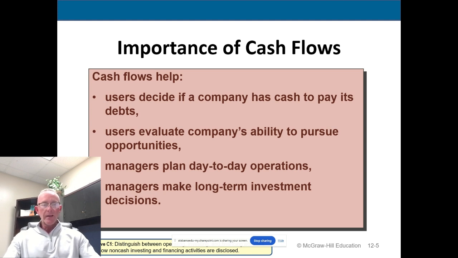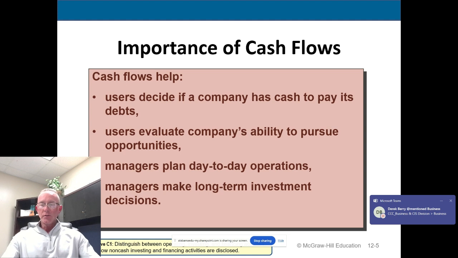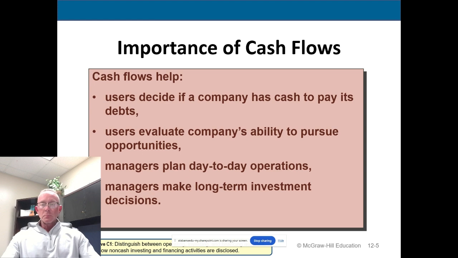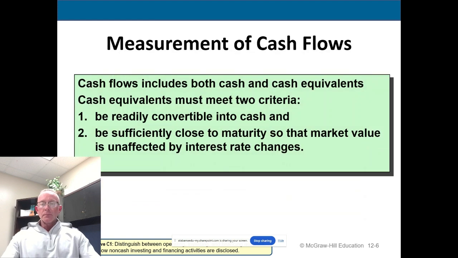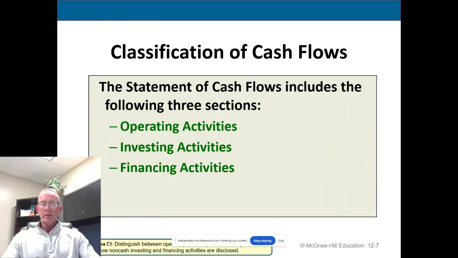Some of these ratios we've had, some I just talked about in 241 about our current ratio. I can look at that without the ratio to know that if I have less cash than I have accounts payable, then I have a problem paying my bills in the next 30 days. I think we all understand that already. So, measure of cash flows, cash equivalents, easily convertible to cash or close to maturity, so it's not going to be affected by any kind of interest rate changes. These are just kind of things we're going to look at.